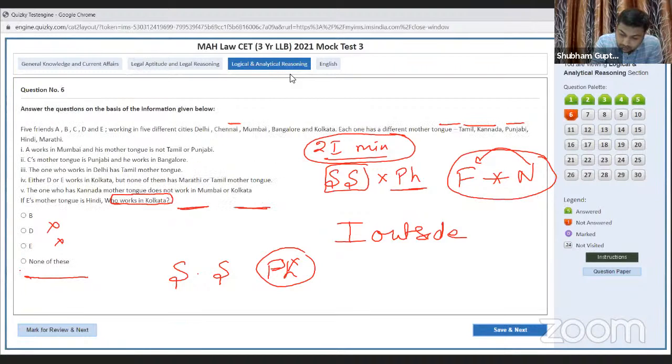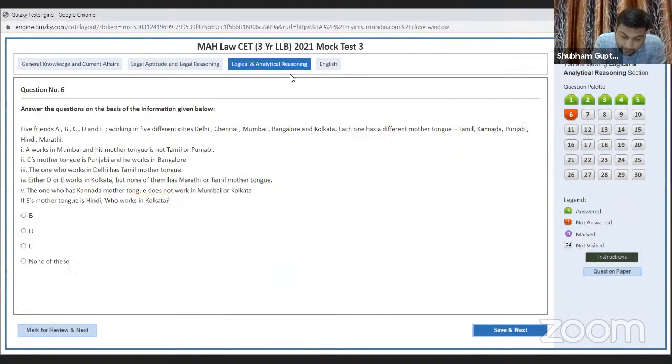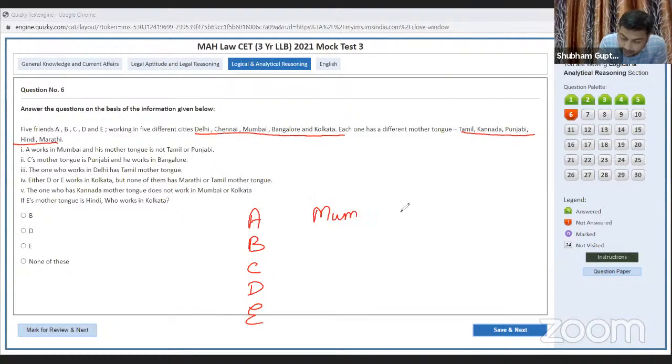Now let's do this one. There are 5 friends A, B, C, D, E. They work in 5 different cities, each one with a different mother tongue. A works in Mumbai and his mother tongue is not Tamil, not Punjabi. C's mother tongue is Punjabi and he works in Bangalore.